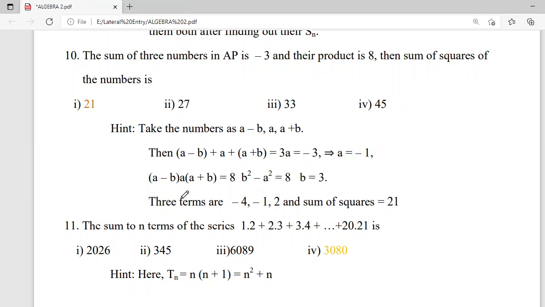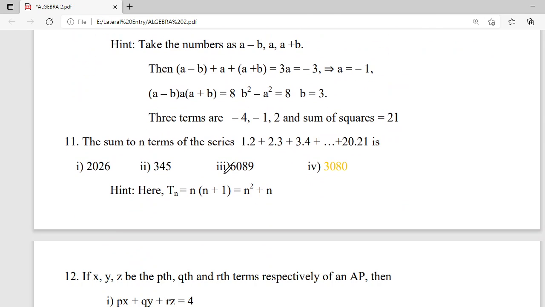Their product is 8, given as 8. So a is minus 1, that is why it is a square minus b square. So I am writing b square minus a square, and that is equal to 8, and from this we are having b equal to 3. So these are the values. So sum of squares is 4 square plus 1 square plus 2 square is 21.